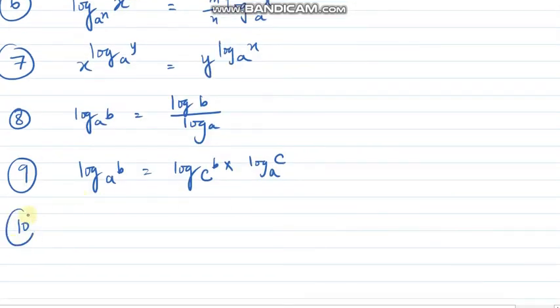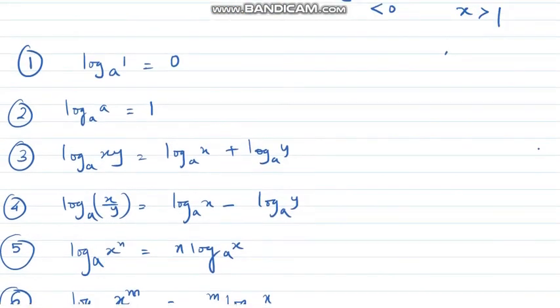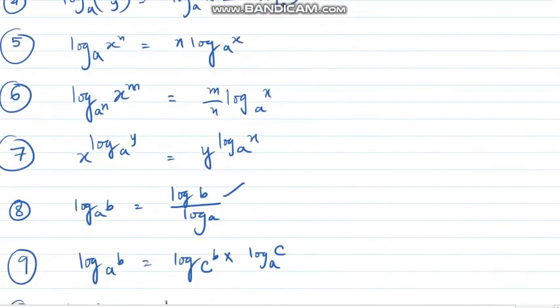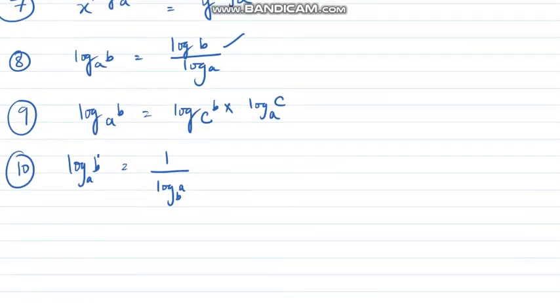The next formula: log of b to the base a, I can write as 1 divided by log of a to the base b also. Just check: if I create this formula using log b by log a, and then create log b to the base b, log b to the base b will be equal to 1 by the second formula. Hence this will become 1 divided by this. A similar concept can be used here.